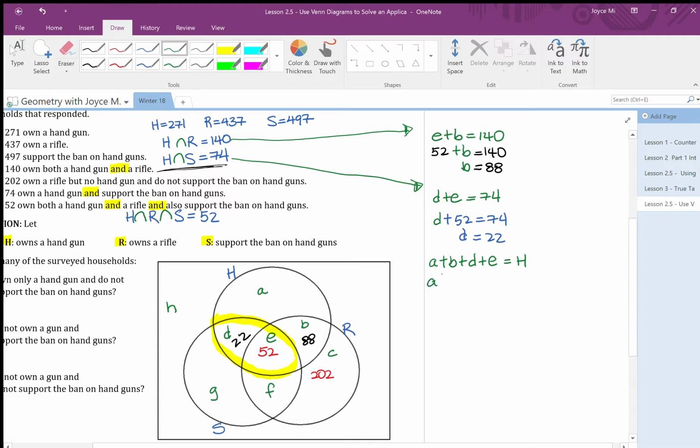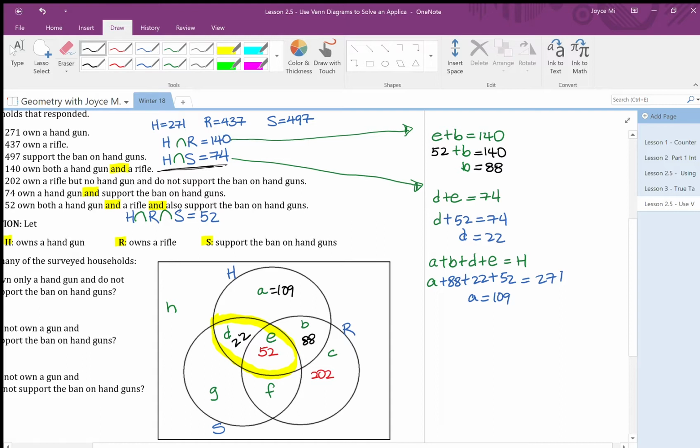So A plus, let me use a different color. A plus B, in this case 88, plus 22 plus 52, and H is equal to 271. Now I just need to solve for A. Okay, so A is equal to 271 minus 88 minus 22 minus 52, which is going to give me 109. Okay, so A is equal to 109.